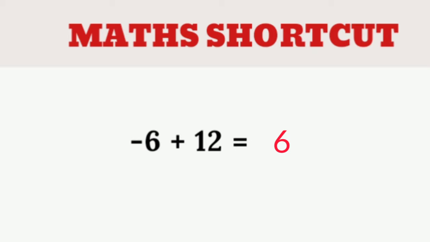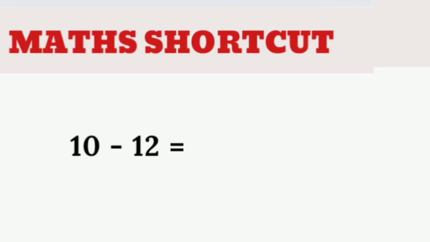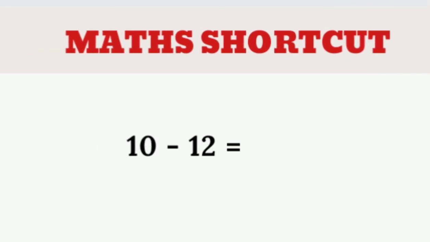All right, now to the next example. Here we have 10 minus 12. Note that in front of every whole number there is an invisible plus sign. So this is the same thing as saying plus 10 minus 12. That gives us different signs. And when we have different signs, we subtract and put the sign of the bigger number. So 12 minus 10 is 2. The sign of the bigger number is minus. So the answer is minus 2.